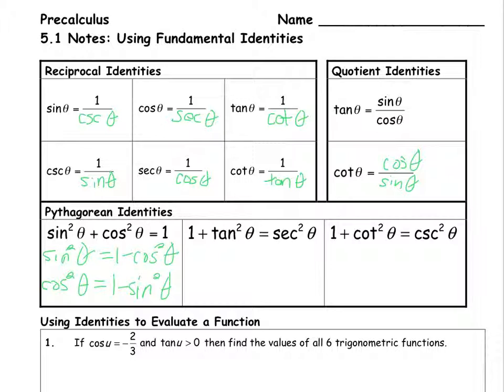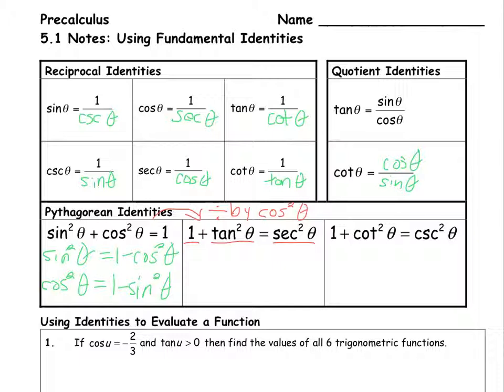Okay, now how did I get this next one? Where did 1 plus tangent squared theta equals secant squared theta even come from? Believe it or not, I took the original Pythagorean identity and I divided everything by cosine squared theta. Think about it. If I do sine squared theta divided by cosine squared theta, what do I get? I get tangent squared theta right there. And if I take cosine squared theta and divide it with cosine squared theta, I get 1. And then when I take 1 and divide it with cosine squared theta, I get secant squared theta.